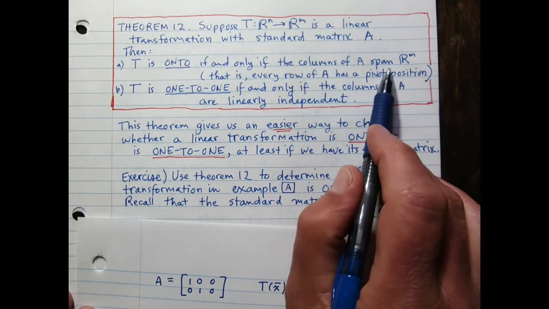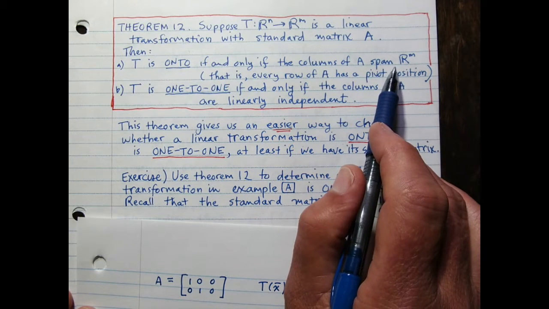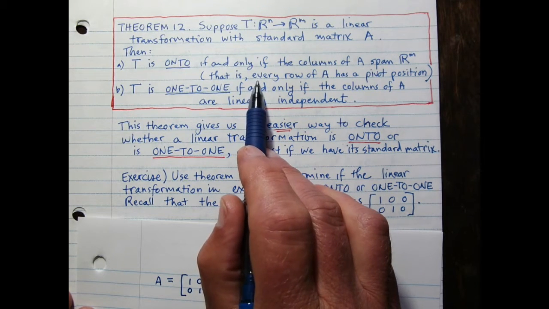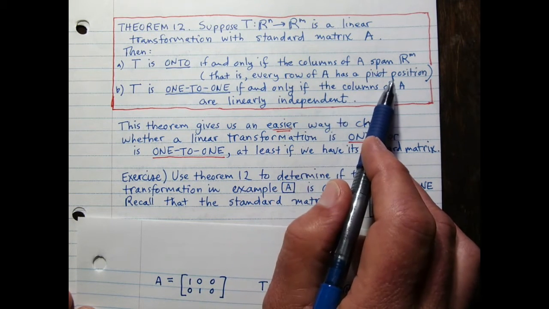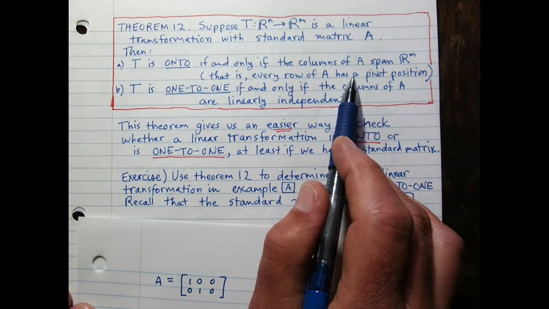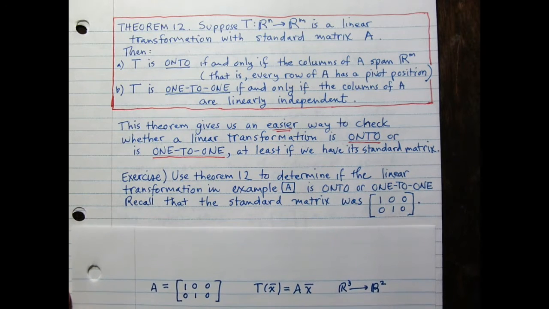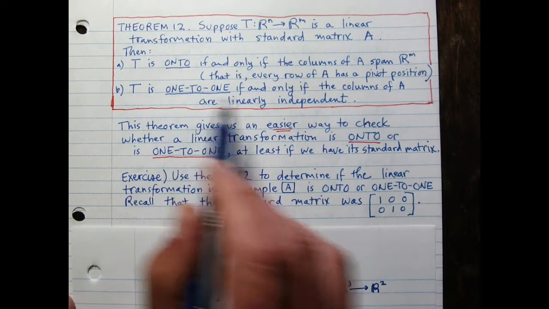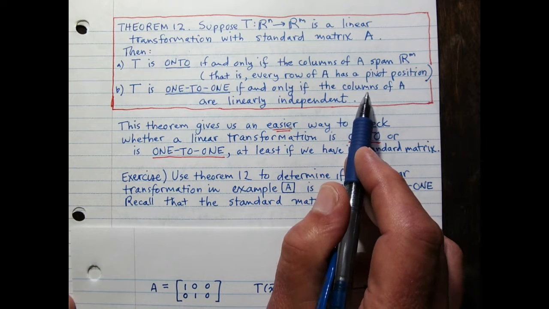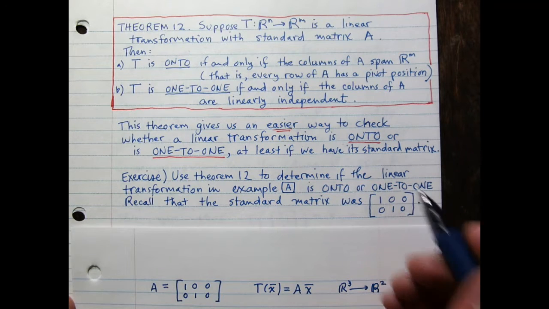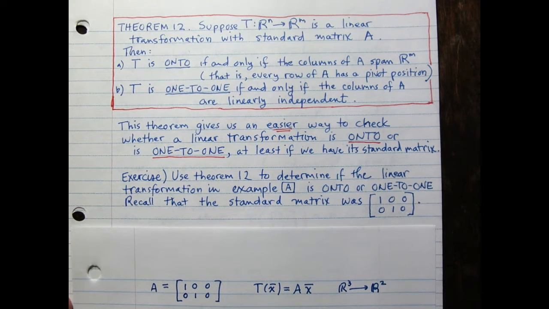And we know, I think it was Theorem 4 back in 1.4, that's equivalent to showing that every row of A has a pivot position. So the pivot position statement is like the easier way to work with this from a matrix. And part B, T is 1 to 1 if and only if the columns of A are linearly independent. Okay, so now let's go ahead and do these exercises.